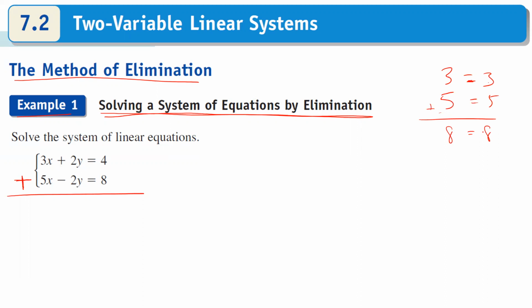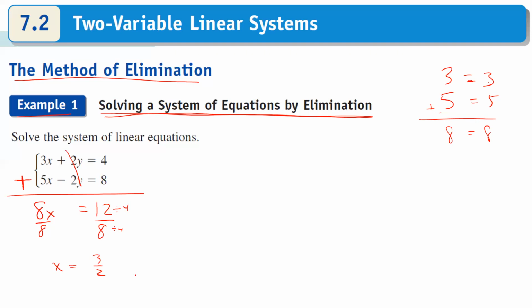So let's add this up. What is 3x plus 5x? 8x. What is 2y plus negative 2y? Yes, that's the guy that just got canceled. Awesome. 4 plus 8 is 12. Of course, there's going to be fractions inside here, because that would not be fun if there weren't any fractions. Do we keep them as improper fractions? We keep them as improper. So divide by 8 to solve here, and I think I can divide both of those by 4. How about a 3/2?